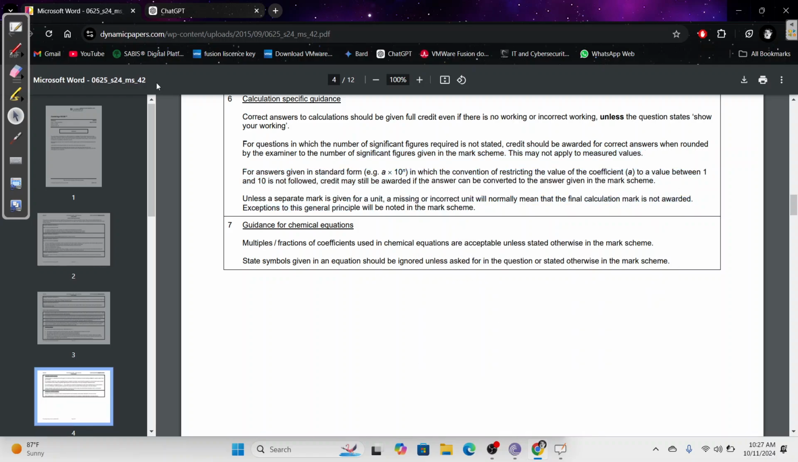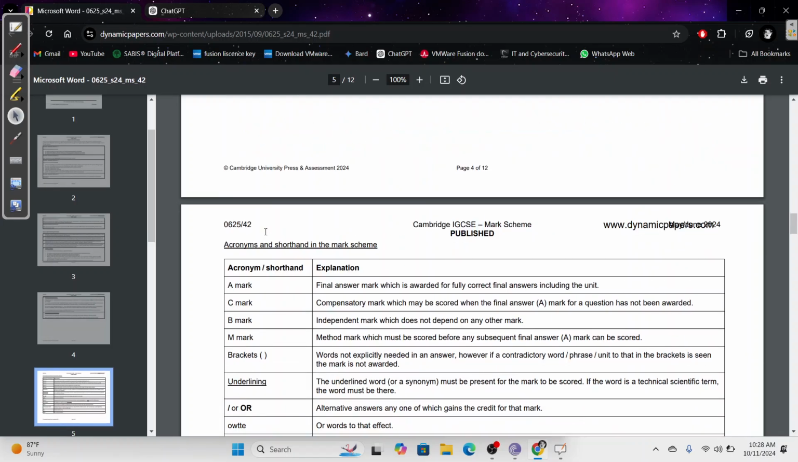But if they want you to use scientific notation, don't use this. What I would do, I would use the scientific notation if they wanted me to do that, first of all. And if they did, I would keep it in the scientific notation. Chemical equations, this is for chemistry. You don't need it for physics.